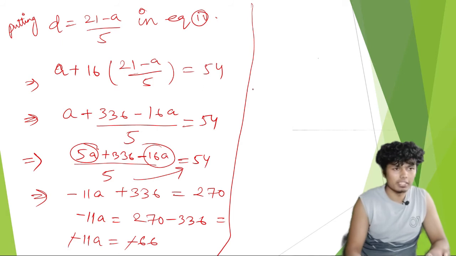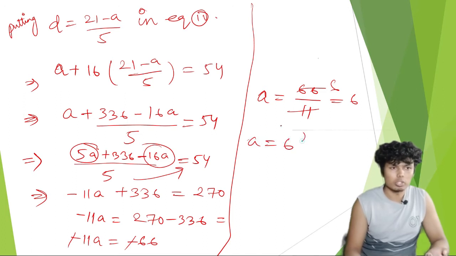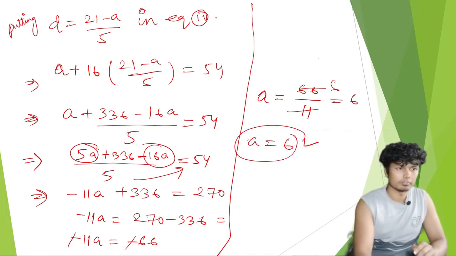So we need to find the value of a. Let me draw a crooked line. a is equal to 66 by 11. 11 sixes are 66. So a is equal to 6. So the first term is 6.